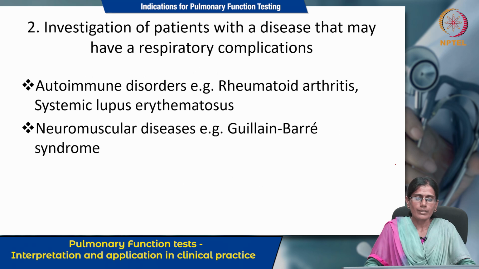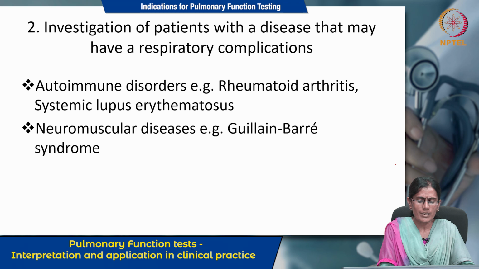The next one being, a patient has a systemic disease. We want to find out whether the patient has developed respiratory manifestations or complications. I'm going to discuss this topic under two headings. One is autoimmune disorders, the other one being neuromuscular disorder. But there are so many other disorders that produce lung manifestations. You must be knowing the meaning of autoimmune disorder. Classical examples being rheumatoid arthritis and SLE. Autoimmune disorders have varied manifestations on the lung, but common being interstitial lung disease, the other one being pulmonary vascular disease.